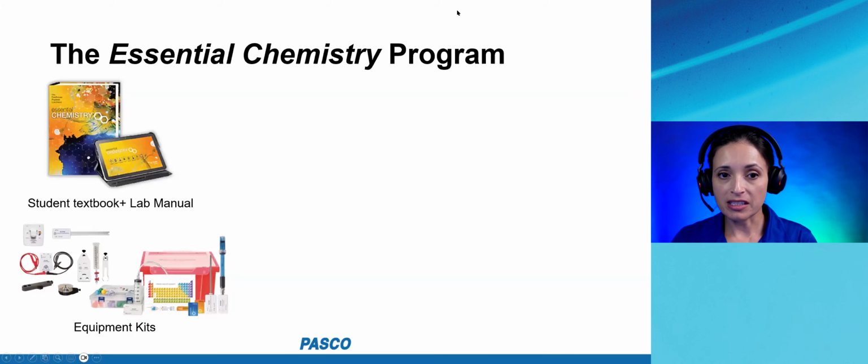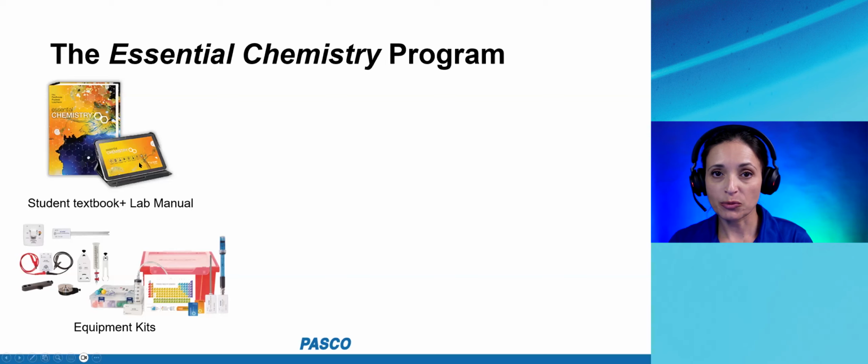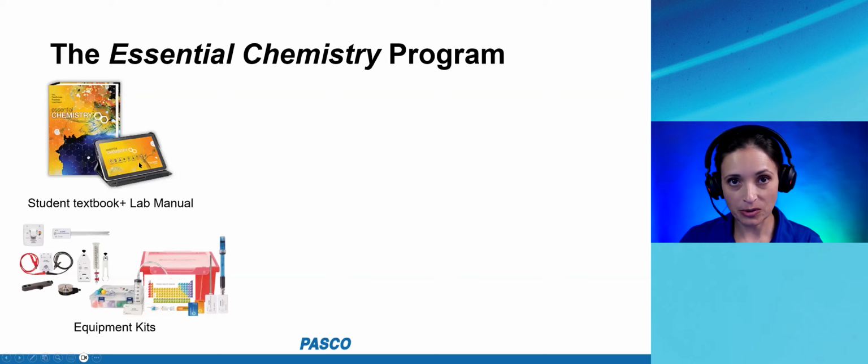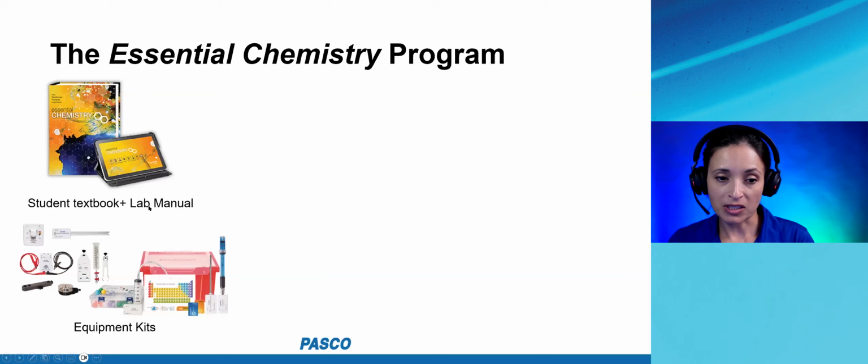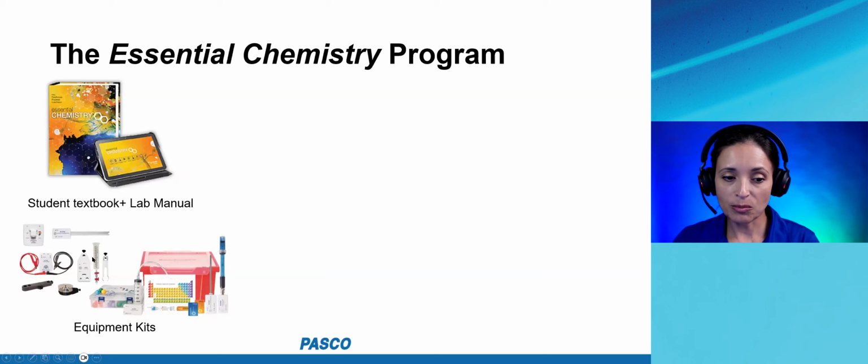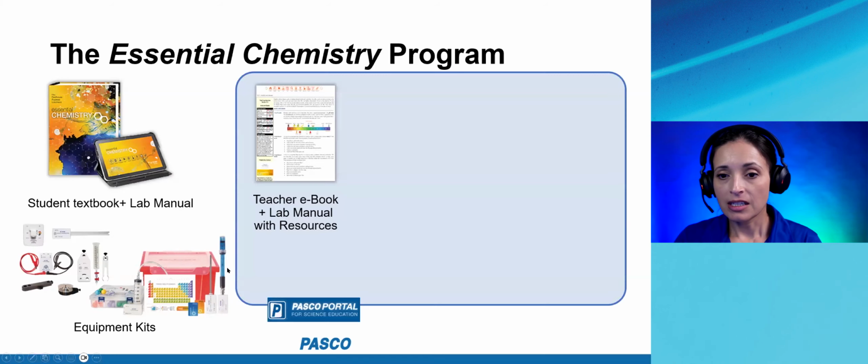All right, so let's begin. Quick refresher of what's available in the Essential Chemistry program. At the base level, you can get just the digital ebook, which would include the digital resources that we're using today for labs. You can add on a print copy of the student textbook. You can add on a print copy of the student lab manual or teacher print lab manual. You could add on equipment, and this is just one of the available kits that's shown here.